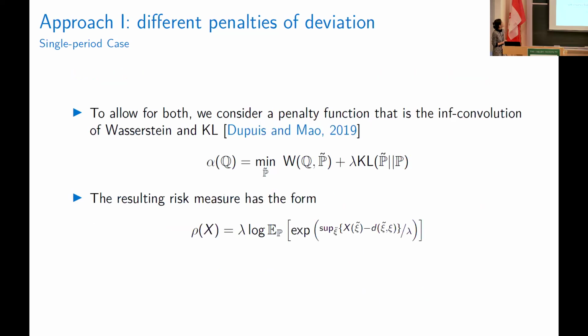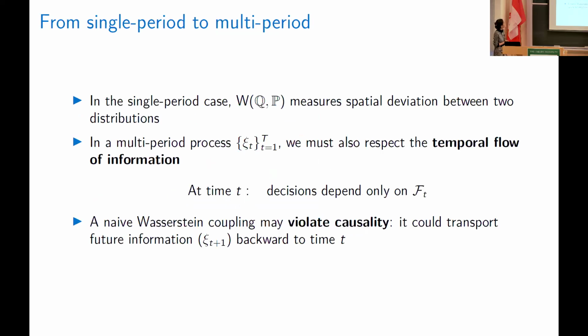Okay, so similarly as in the entropic one, we can rewrite the resulting risk measure into this following log-exponential form, where again D represents the metric I use in the Wasserstein one, and lambda represents the different risk aversion preference in the risk measure. So this is a single-period scenario. How about we want to extend it to the multi-period scenario?